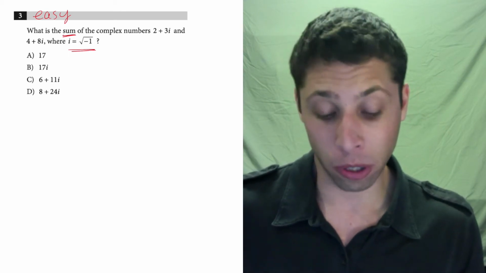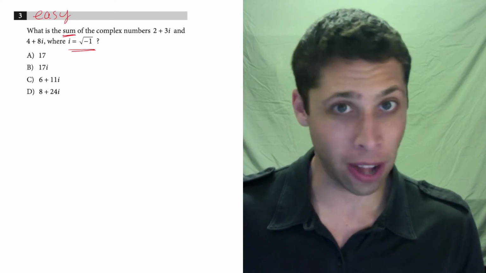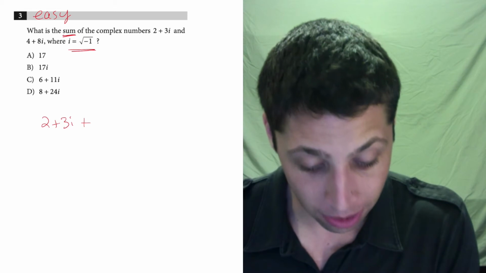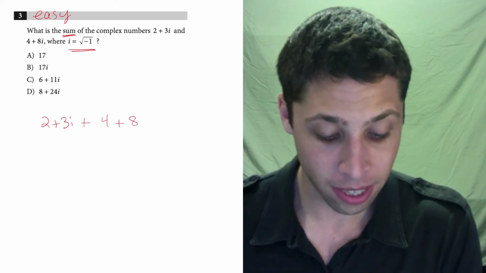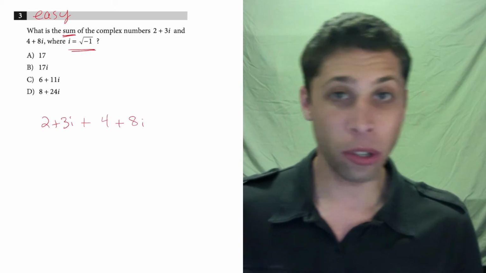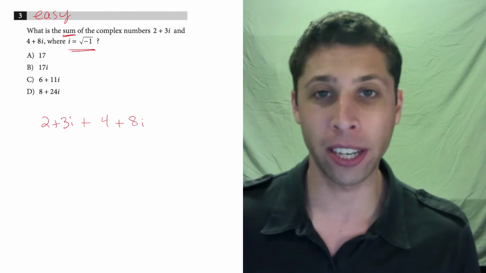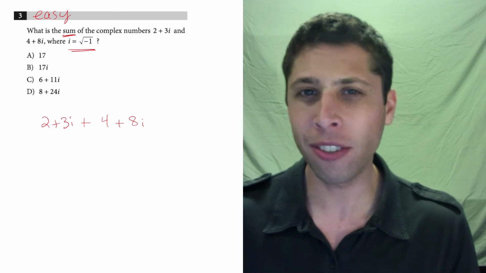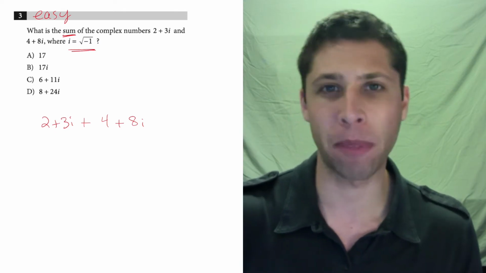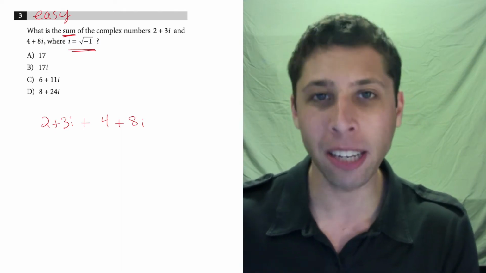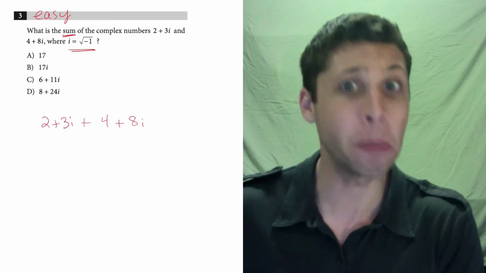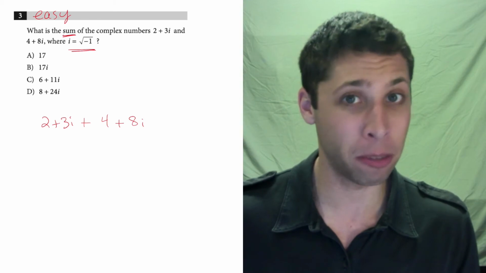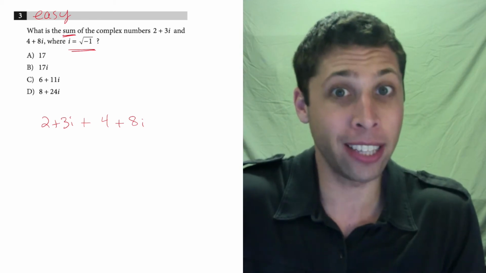That's a vocabulary word. Sum means add. So just follow instructions here: 2 plus 3i plus 4 plus 8i. Notice I'm not replacing i with radical negative 1. There's no radical negative 1 in any of these answer choices, so I'm not going to change the i's and make them into something more complicated. The answer choices are guiding me here and telling me to just worry about the i's.